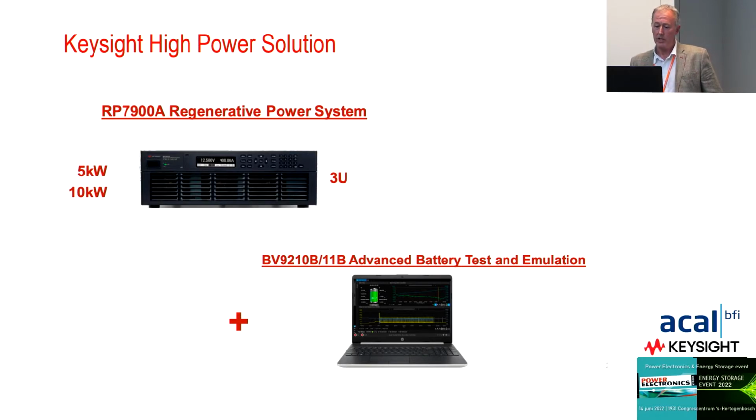And the battery test and emulation software, there's 2 numbers there, BV9210 and BV9211. The 9211 allows you to control 1 mainframe, and the mainframe I showed earlier is able to have up to 4 modules within it. So you can test 4 devices simultaneously. The 9210 allows you to control up to 4 mainframes, so that could be 16 individual devices. And these particular power supplies, you can parallel them very successfully to achieve up to 200 kilowatts. So it's quite a wide-ranging solution that covers a lot of eventualities.